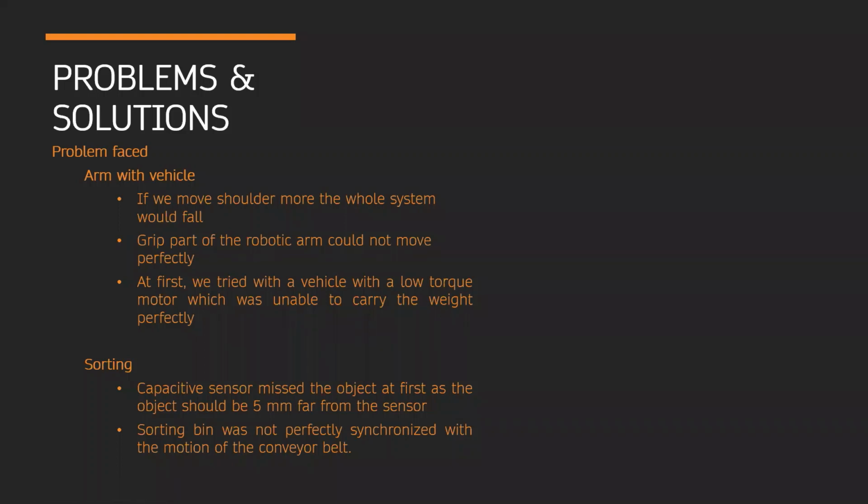Hello, I'm Panthu. While doing the project, we have faced some problems. Then we fixed them, which you can see on the screen. We found some problems while moving the shoulder of the armed vehicle. The claw couldn't move perfectly. Also, our low torque motor was unable to carry the weight perfectly. In the sorting section, the capacitive sensor missed the object, and the sorting bin wasn't perfectly synchronized.